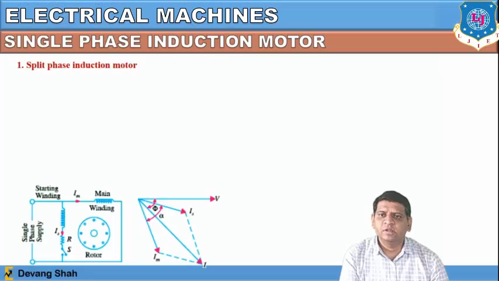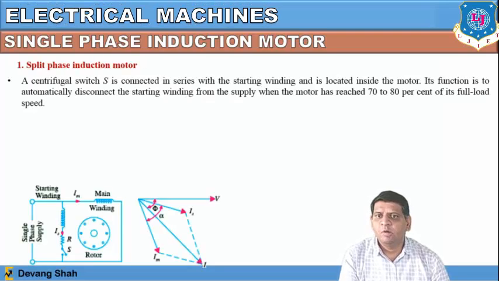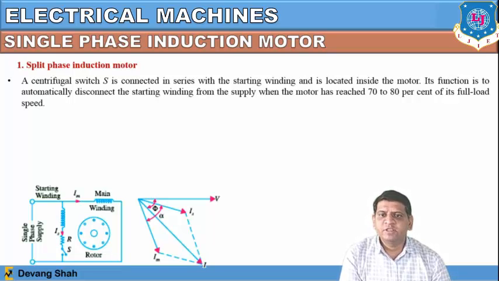Now, in another sense, if we talk further about the split phase induction motor, a centrifugal switch is employed here. This centrifugal switch is connected in series with the starting winding and is located inside the motor. Its function is to automatically disconnect the starting winding from the supply when the motor has reached 70-80% of its full load speed. Once the switch opens, the starting winding has no job, right?